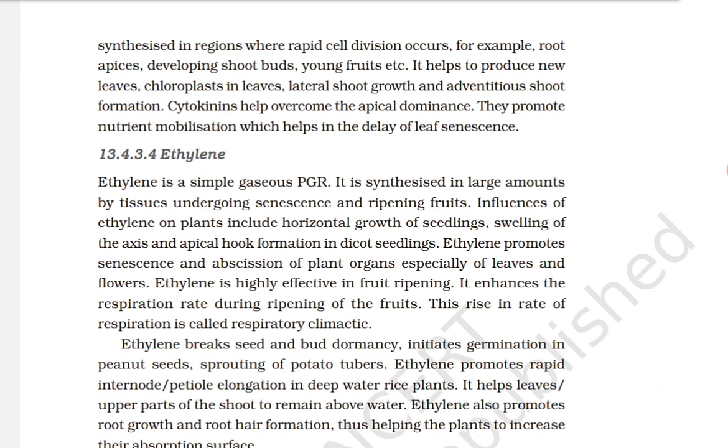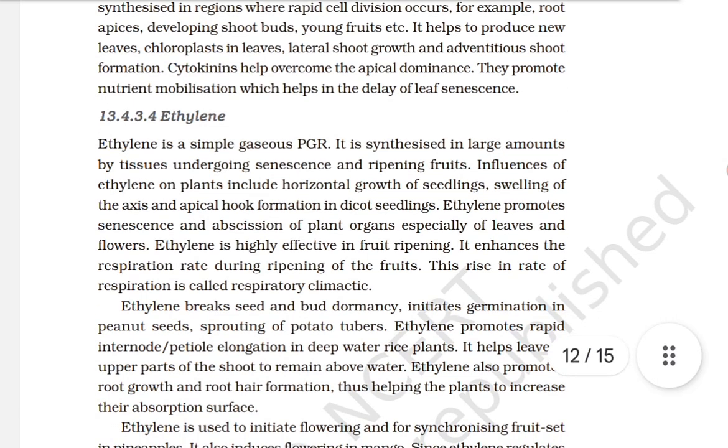So the next is ethylene. Ethylene is a simple gaseous plant growth regulator. It is synthesized in large amounts by tissues undergoing senescence and ripening fruits. Influences of ethylene on plants include horizontal growth of seedlings, swelling of the axis and apical hook formation in dicot seedlings.